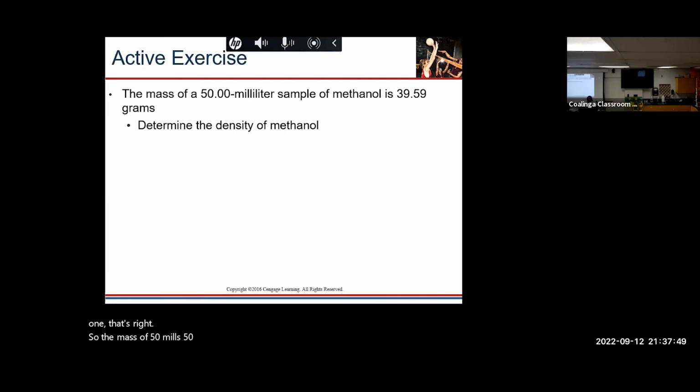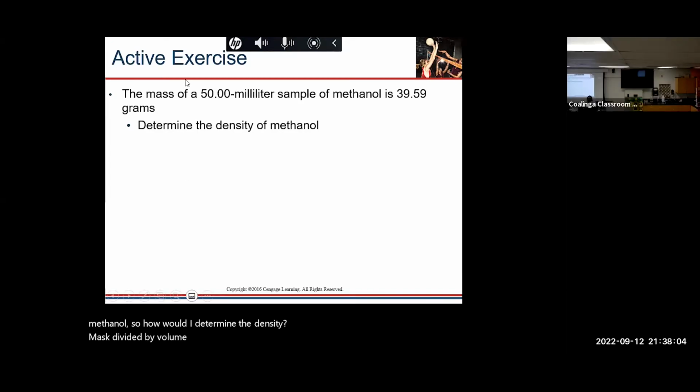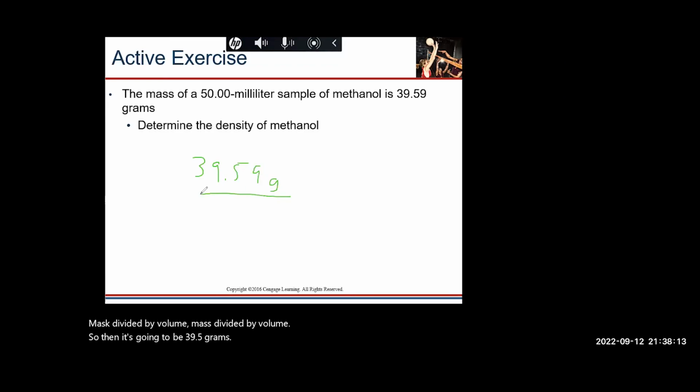So the mass of a 50.00 mL sample of ethanol is 39.59 grams. Determine the density of ethanol. So how would I determine the density? Mass divided by volume. Okay, so then 39.59 grams divided by 50.00 milliliters.